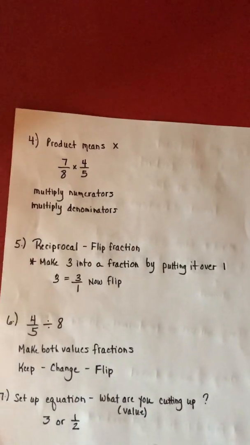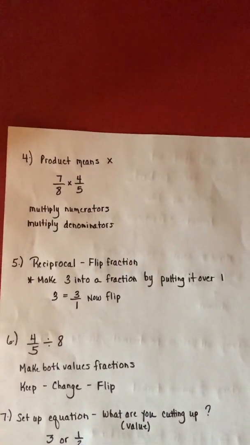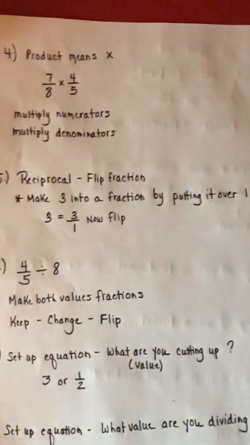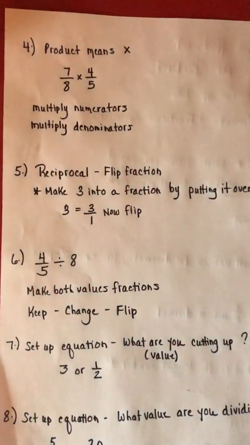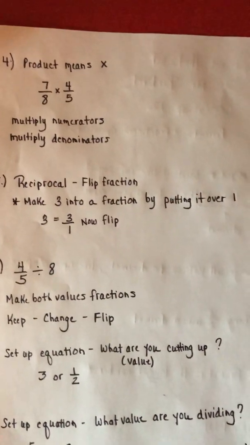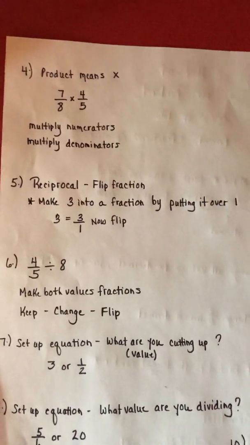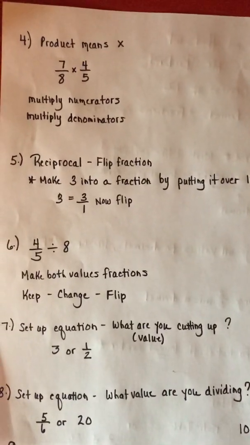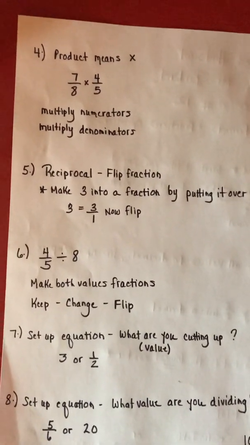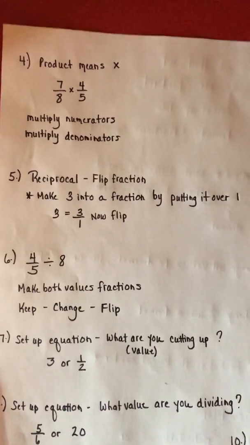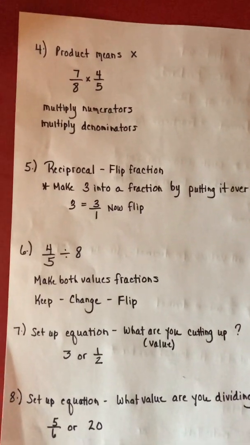Number 5, you have to find the reciprocal of 3. So when you find the reciprocal, it's the multiplicative inverse, or essentially you just flip the fraction. So the first thing you need to do is take that whole number of 3 and make it into a fraction by putting it over 1. So 3 over 1, now that it's a fraction, you can flip it to find the reciprocal.